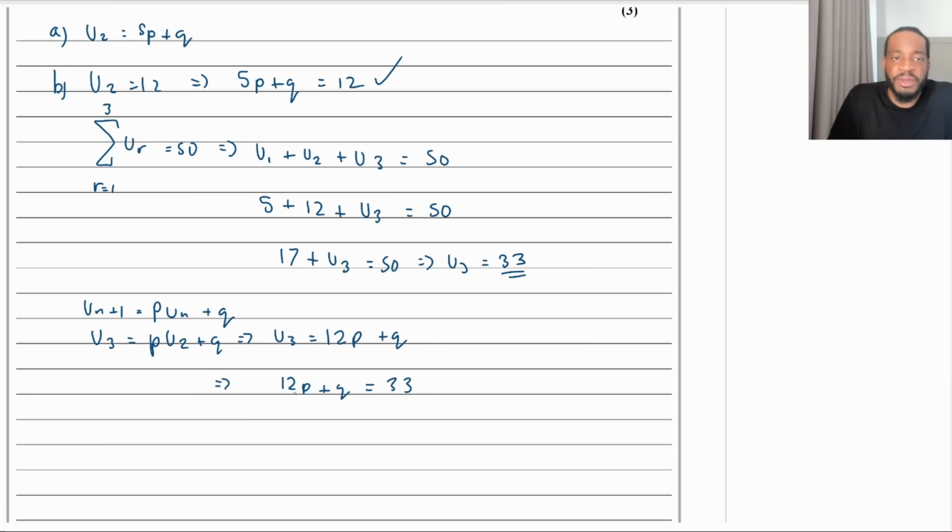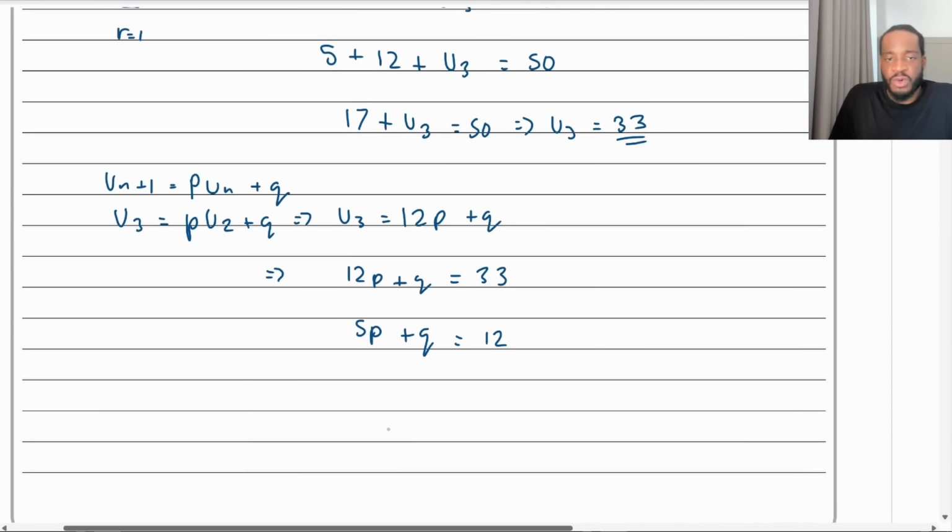So we've got an equation in terms of p and q, and we have that one already. 5p plus q is equal to 12. So we've got two equations in terms of p and q. This is just a simple equation. So what I can do, let's take away. 12 take away 5 is 7, so 7p. The q's will cancel. 33 take away 12 is 21, I believe. Yep. So that means that p is going to equal 21 over 7, which is 3.